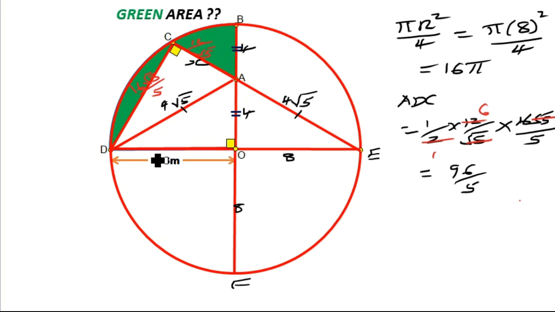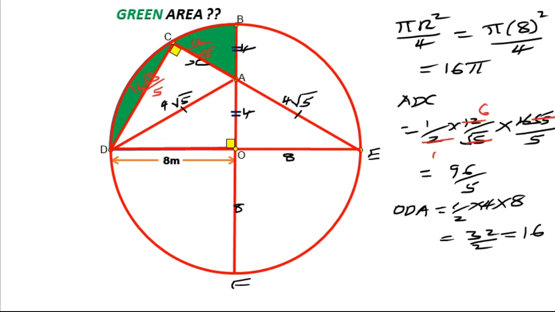Then the area of triangle ODA. The area of triangle ODA is also a right angle triangle, so that is a half base times height. That is a half times 4 times 8. 4 times 8 is 32, divided by 2, that is 16.